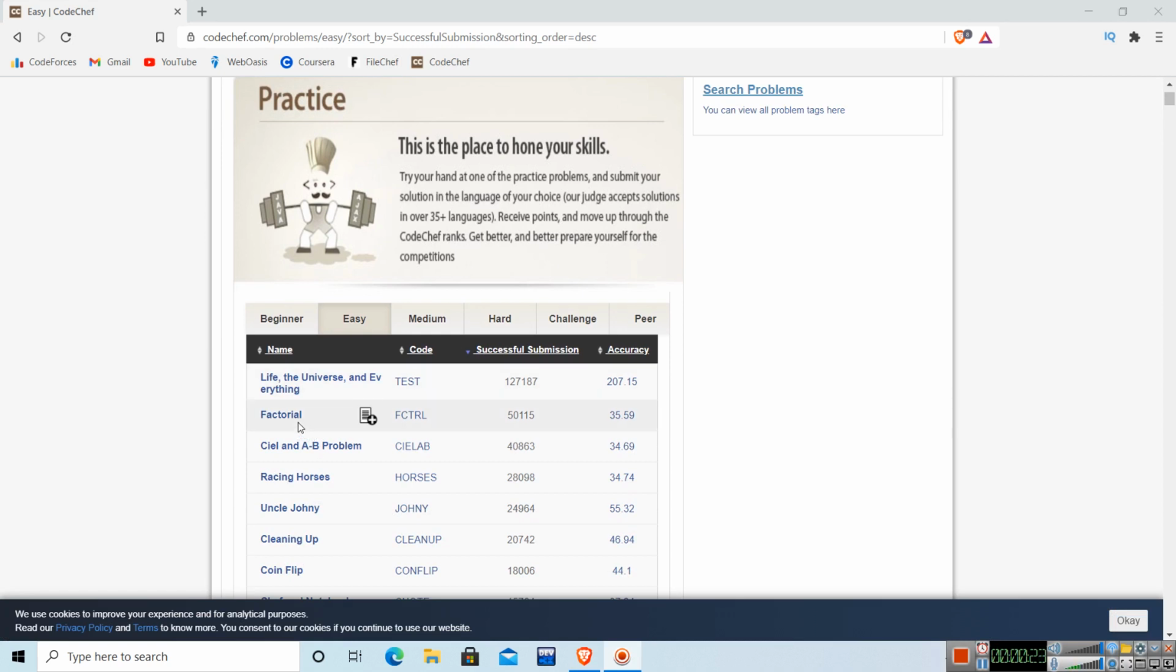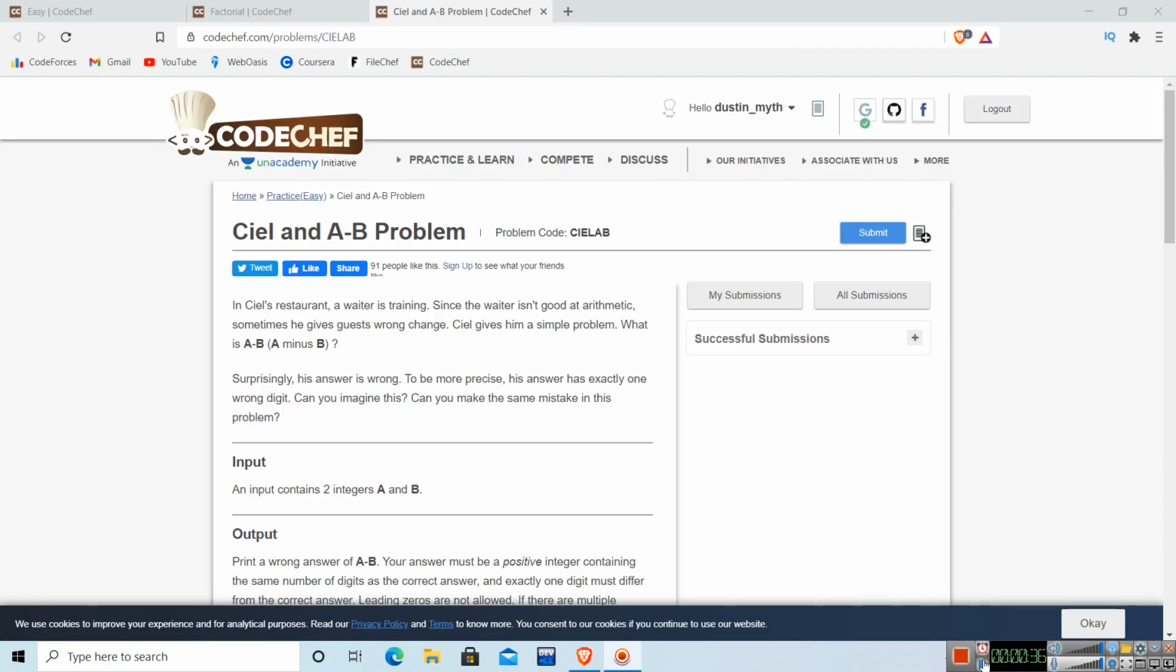So let's do two problems, factorial and this one, because they are having low accuracy. Let's try to submit that. So yeah, we have opened the problem page.